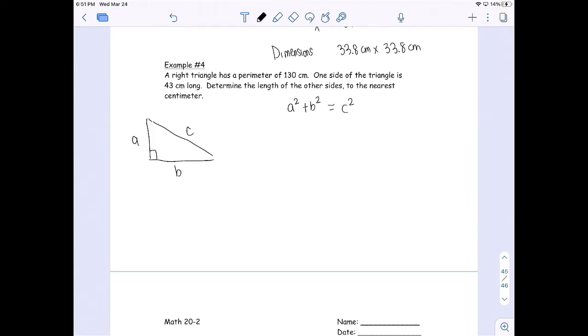They also give us the perimeter, which is adding up all the sides together. So a plus b plus c equals 130 centimeters. One side of the triangle is 43 centimeters, and we can pick which side we want 43 to be. It doesn't tell us it's the longest side, so I'm going to assume it can only be A or B. So you're going to replace everywhere you see a B with 43.